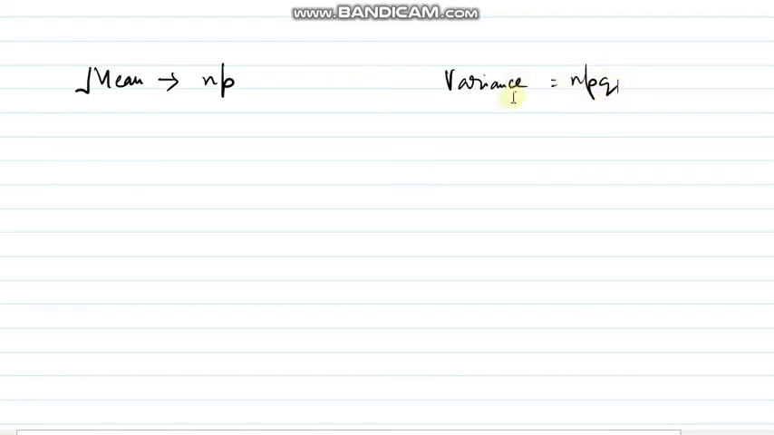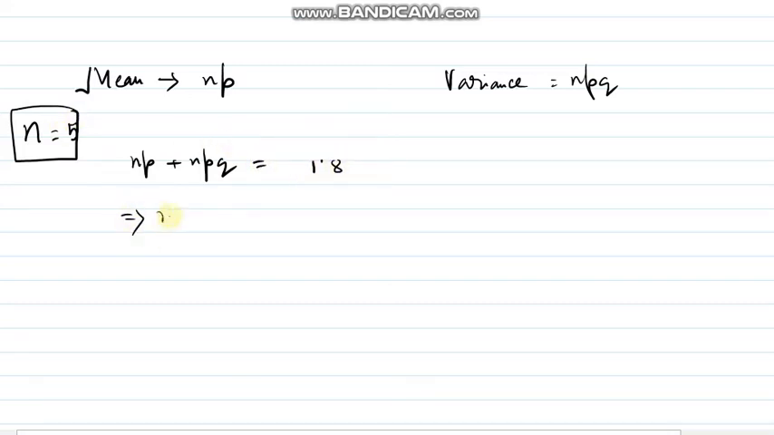So first, the sum of the mean and variance of a binomial distribution for 5 trials. Five trials means the value of n is equal to 5, right? The sum is given as 1.8. If I take np common, then 1 plus q is coming, so that is equal to 1.8.